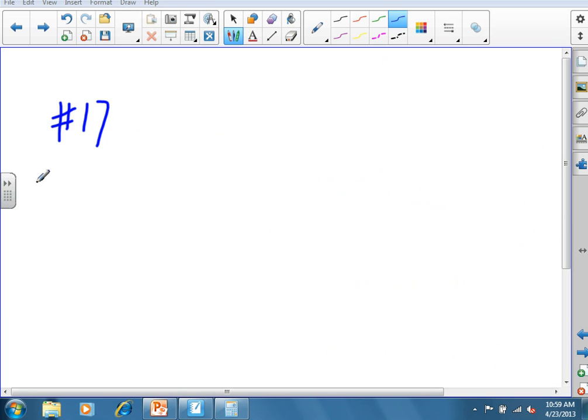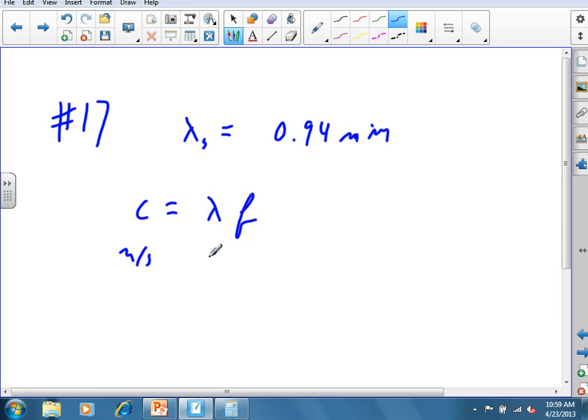A photodetector has a value of lambda s, 0.94 nanometers. Determine the optimal operating frequency for the device. Okay, so the speed of light, which is in meters per second, is equal to lambda times the frequency. Lambda is in meters, and frequency is 1 over seconds. Okay, so that's the formula we're going to use.